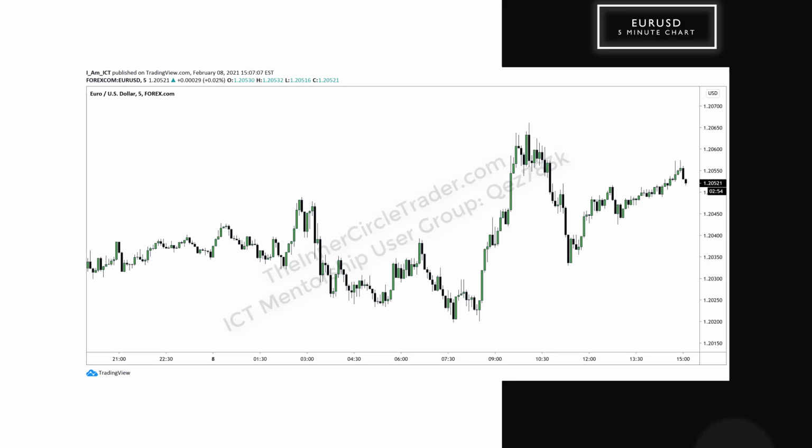Alright, so we're looking at the Euro Dollar on our 5-minute chart. Now this isn't going to be a prompt every single time; I'm kind of tired of saying it. So you just know, as soon as I load the chart up without any annotations, be prepared to pause it.